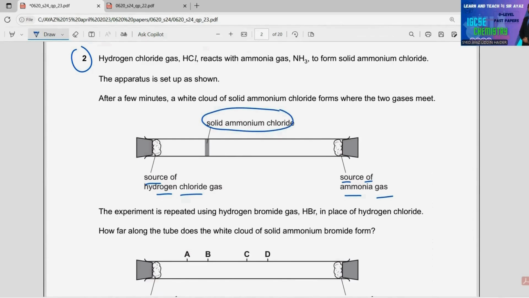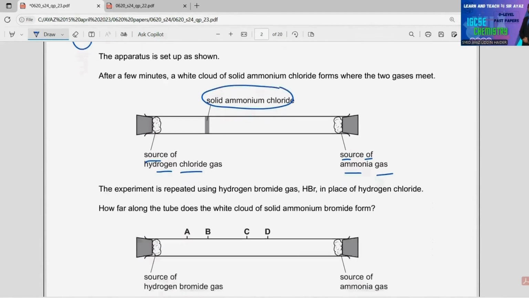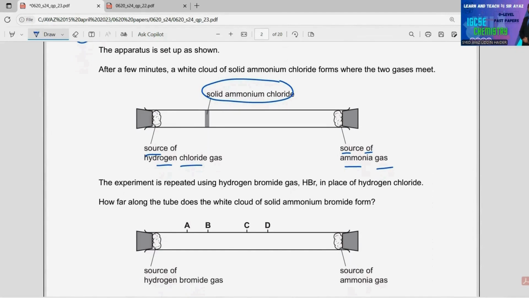The experiment is repeated using hydrogen bromide gas, HBr, in place of hydrogen chloride. How far along the tube does the white cloud of solid ammonium bromide form? Again, you have a source of hydrogen bromide, instead of hydrogen chloride, on the left-hand side, and the source of ammonia on the right-hand side. Now they are asking how far along the tube the white cloud of solid ammonium bromide forms.